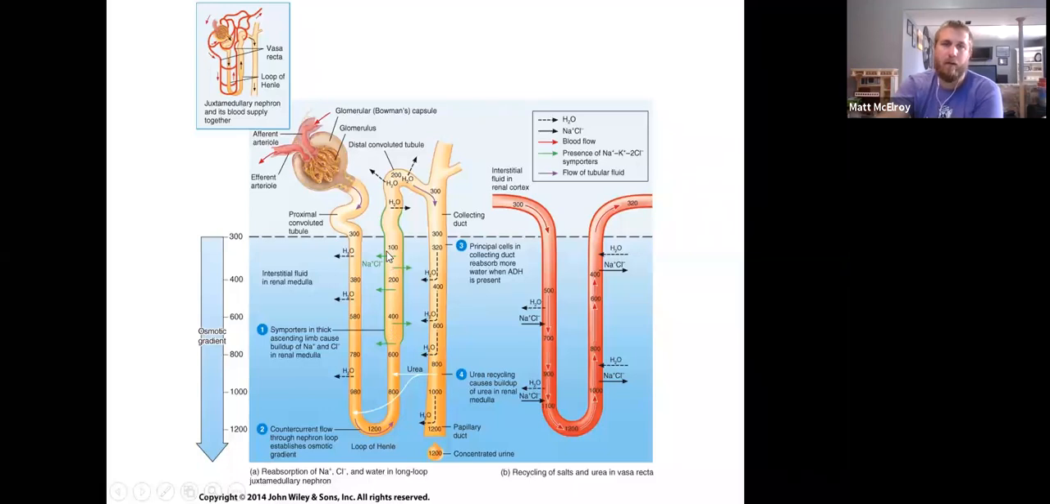And the other day we talked about the fact that the loop of Henle has some thinner segments. It's got some thicker segments. Okay. The thin segments are absolutely permeable to water. Water is easily going to pass out of those thin segments, but in the thick segments, water is not able to pass through and out.